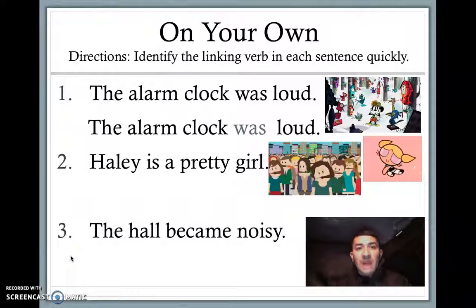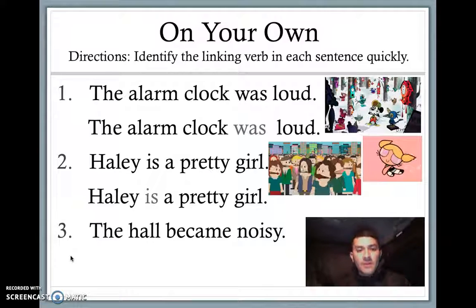Number 2, Haley is a pretty girl. Let's see what you got. Is. You should have gotten is. Haley is a pretty girl. The linking verb is connects the subject Haley to the noun a pretty girl.